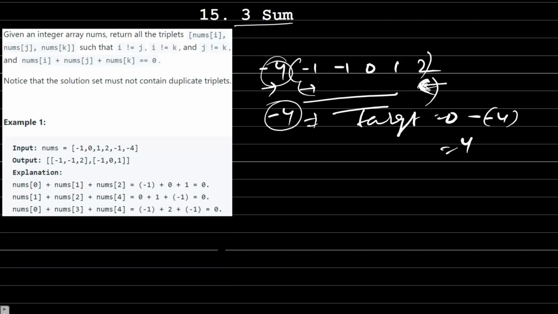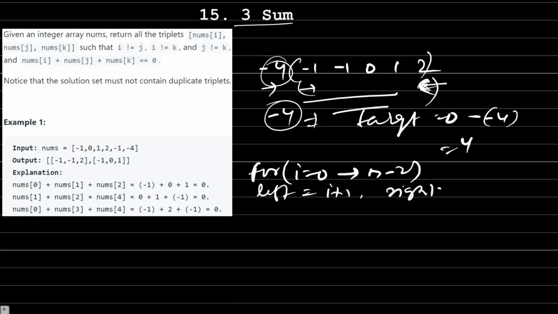So what will be the pseudocode for that? We will be writing the pseudocode for this. First we will run a for loop i equal to 0 to n minus 2, and then we will declare left equal to i plus 1 and right equal to n minus 1.